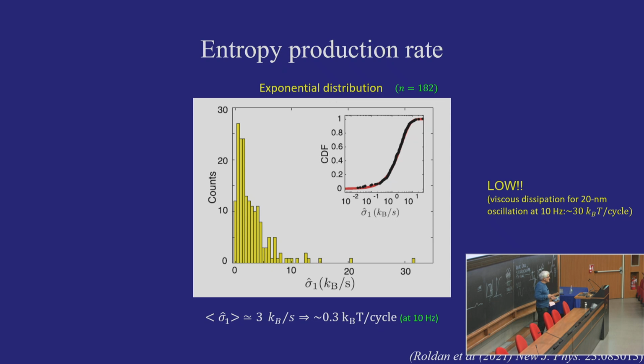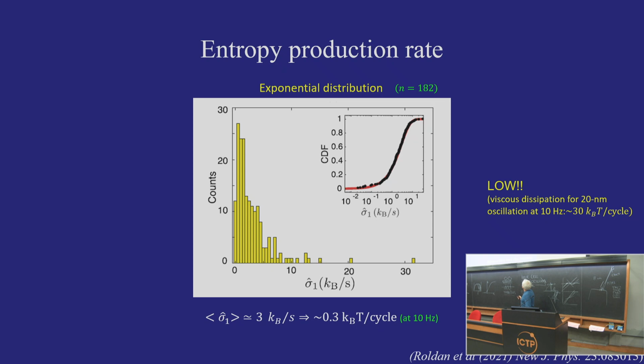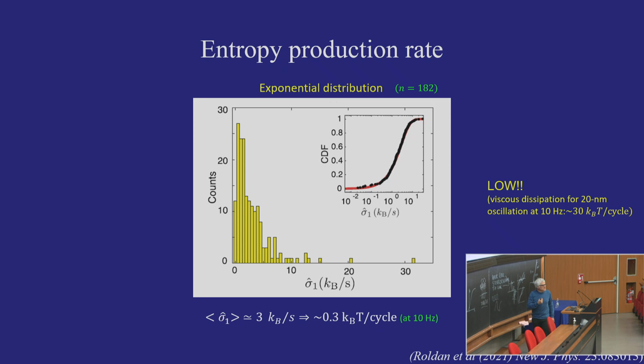We can just estimate, if you move a sphere in water at a frequency of 10 hertz, an amplitude of 20 nanometers, a sphere with the size of a hair bundle, how much dissipation we expect, then you find something like 30 kBT per cycle, which is already two orders of magnitude larger than the estimates we get. So from an experimentalist perspective, the method is a bit deceptive in a way.